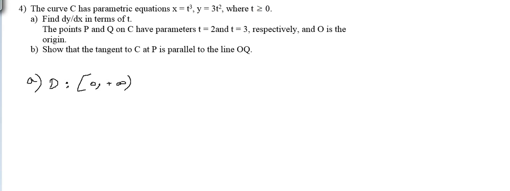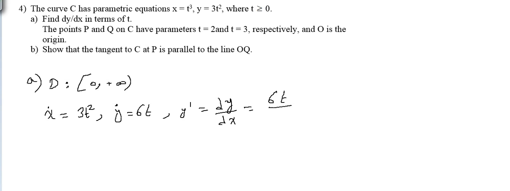Find dy over dx in terms of t. We need to find x dot, which is equal to 3t squared. We need to find y dot, which is equal to 6t. So what is y prime, which is dy over dx in terms of t? It's y dot over x dot, which is 6t over 3t squared. So the answer will be 2 over t after simplification. 2 over t is the value of dy over dx in terms of t.